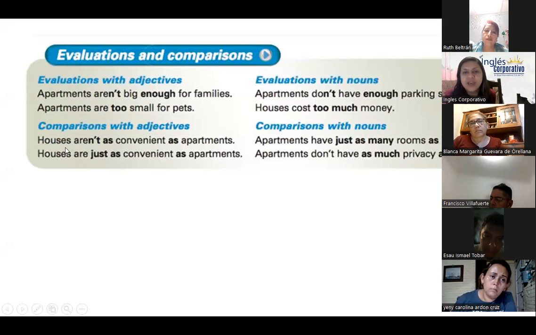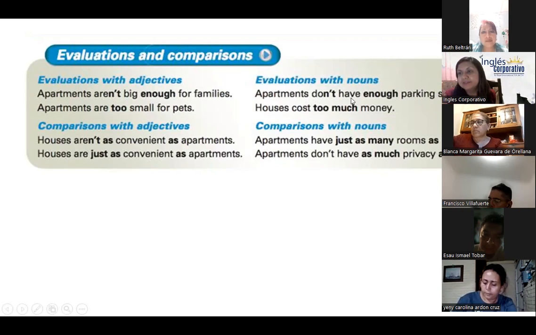Comparisons, we have the expressions as, or not as, just as. Houses aren't as convenient as apartments. Houses are just as convenient as apartments. So as is to say they are similar. Okay, they are similar. Now we can do evaluations and comparisons too, but with nouns.